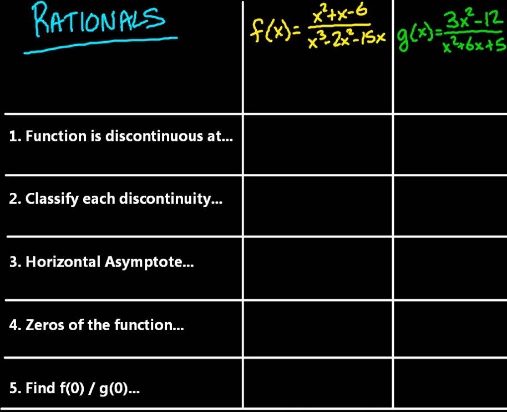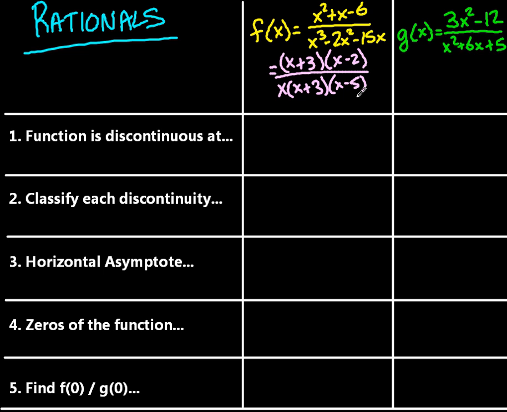So again, anytime I'm given a rational function, what I'm going to first try to do is factor the top and factor the bottom. So when I factor the top here, I would get x plus 3 and x minus 2. And on the bottom, I could factor out an x, and it would leave me with x squared minus 2x minus 15, which could be simplified to x plus 3 and x minus 5.